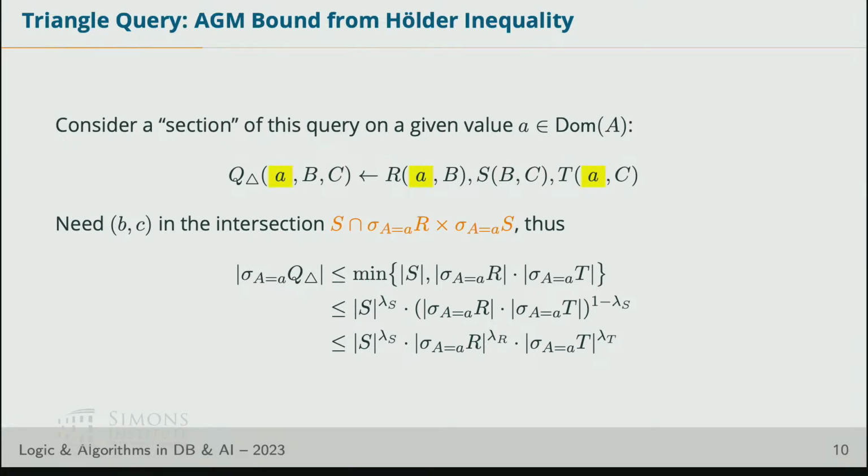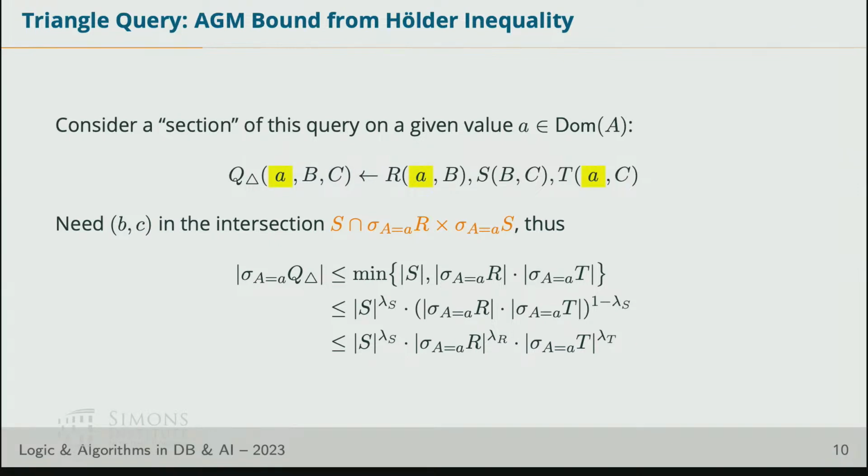And finally, because lambda S plus lambda R is at least 1, I can replace 1 minus lambda S by lambda R. And also lambda S plus lambda T is at least 1 because of the fractional edge cover, so this can be replaced by lambda T. So now we have, for this section, this upper bound. This is just upper bounding one section of the query.